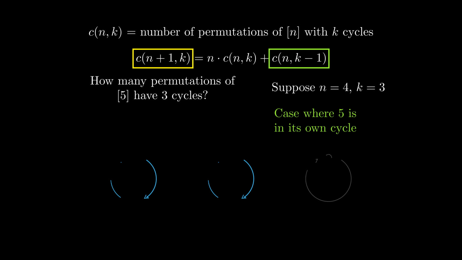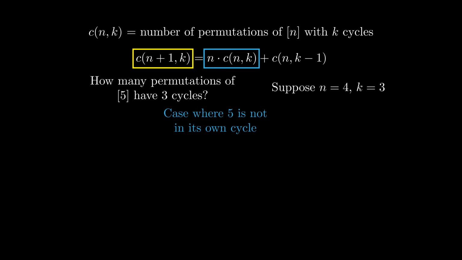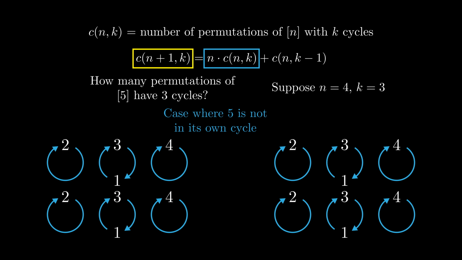If 5 is not in its own cycle, we can start with a permutation of 4 with 3 cycles, and notice that all we need to do now is slide the 5 into the cycle notation somewhere. We have a total of 4, or in general, n different ways to do this. And so, if 5 is in some cycle with other numbers, there are n times c of n, k permutations.